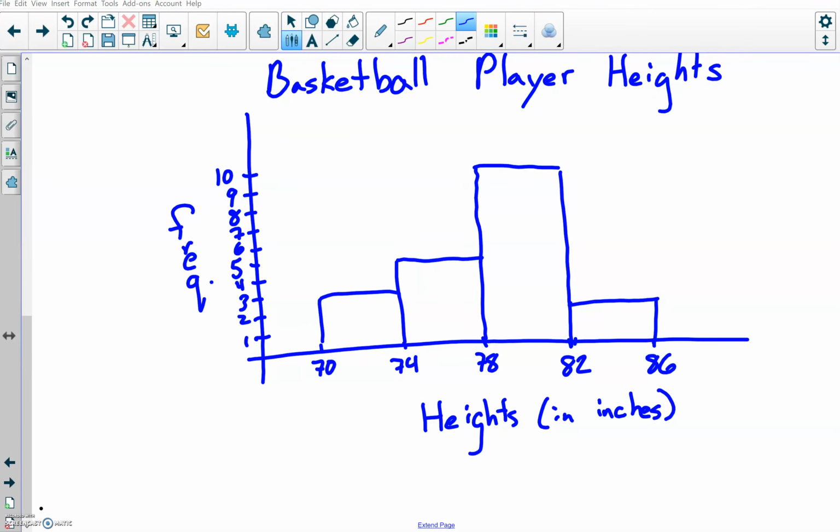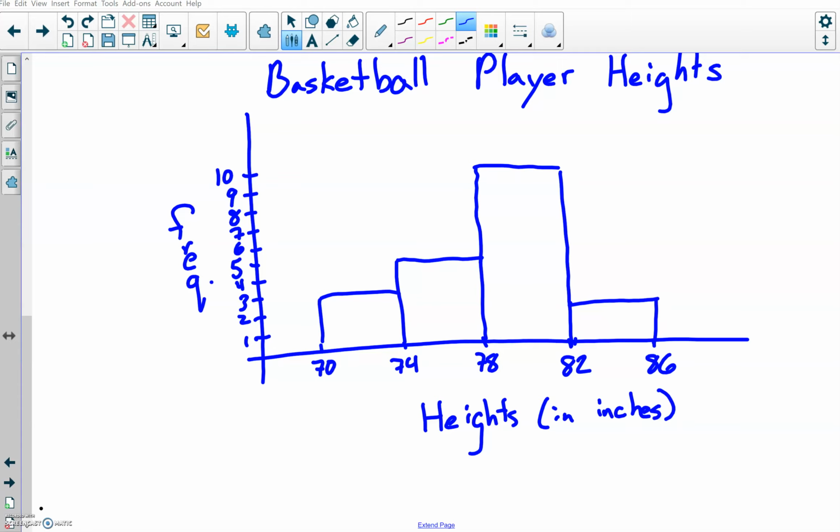All right, so you should have something that looks like this. Remember that you should have a title here, basketball player heights. You should have on your vertical axis the frequencies. You only have to go up to 10 since the max frequency was 10. And then let people know that it was frequency by putting that on the left side.